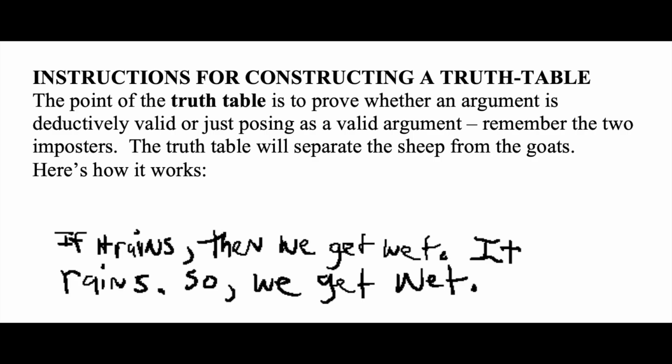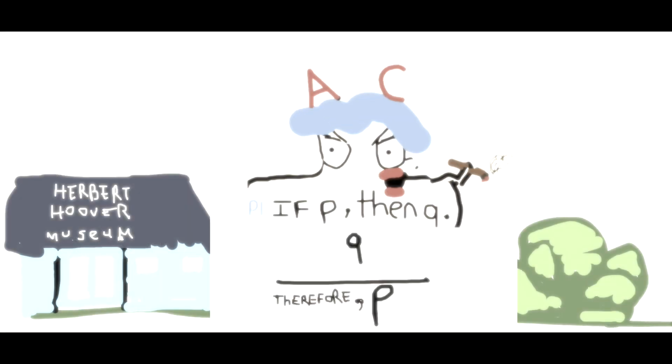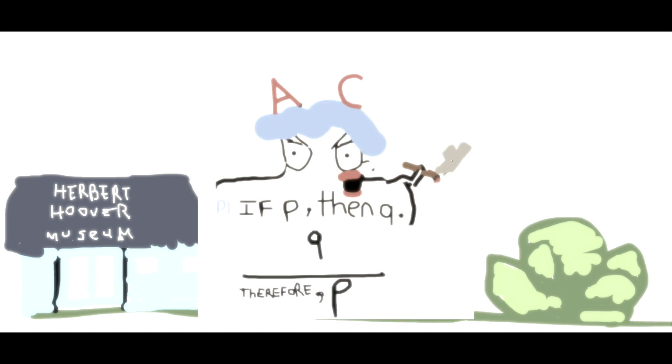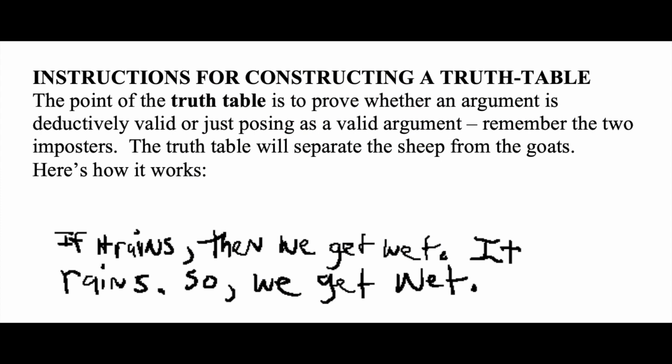Instructions for constructing a truth table. The point of the truth table is to prove whether an argument is deductively valid or just posing as a valid argument. Remember the two imposters? Nice variables on you two. Say, why don't you show us how they work, right? The truth table will separate the sheep from the goats.